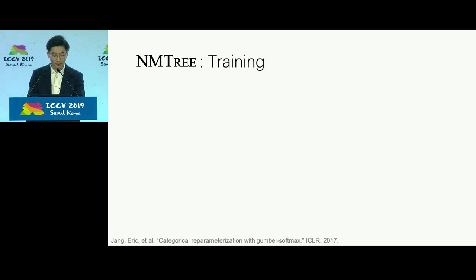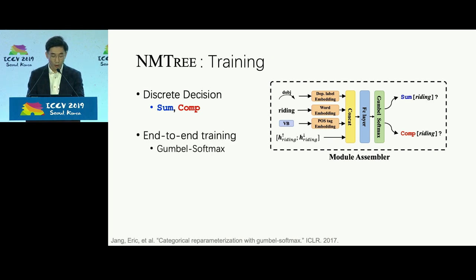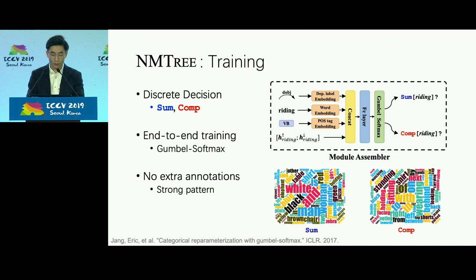There are several highlights of our training. First, it makes the discrete decisions at each node between the sum module and comp module. Second, our model is differentiable and end-to-end trainable with the help of Gumbel softmax. Third, our model only uses the ground truth grounding labels without extra annotations but shows a strong pattern. According to the word cloud, we can find that the sum module usually focuses on attribute and object words, for example, white and man. And the comp module usually focuses on relation words, for example, wearing and behind.